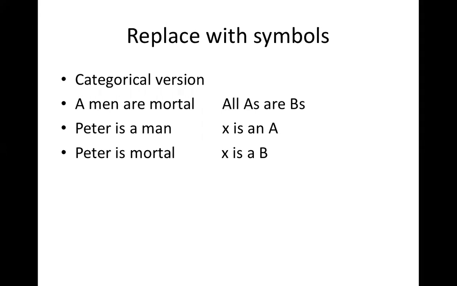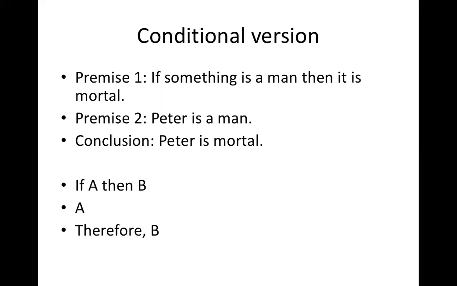Now, a statement referring to the antecedent is either affirming or denying it. X is an A affirms. Any statement referring to B is also either affirming or denying it. X is a B affirms. If it is X is not an A, then it denies the antecedent. If it is X is not a B, then it's a statement denying the consequent.